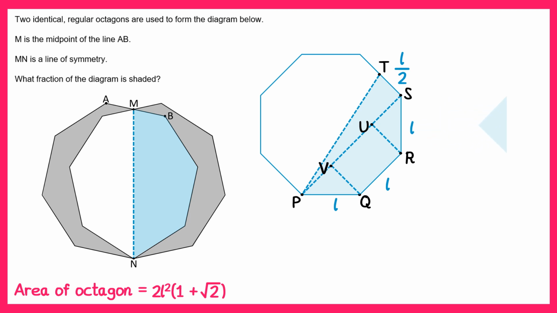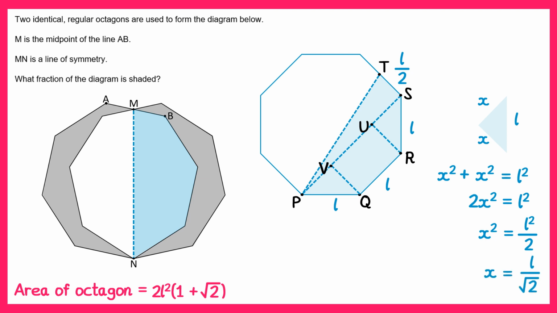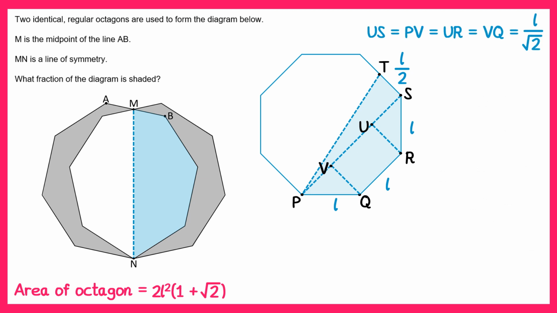Now we know the side on the right of this triangle, it's L, and the lines US and UR are perpendicular lines, so we end up with this same isosceles triangle that we had earlier. If we do Pythagoras on that one as well, we end up with x squared plus x squared is L squared, so 2x squared is L squared, so x squared is L squared over 2, and once again x equals L over root 2. What this tells us is that all of these lines here, US, PV, UR and VQ, are all equal to L over root 2.